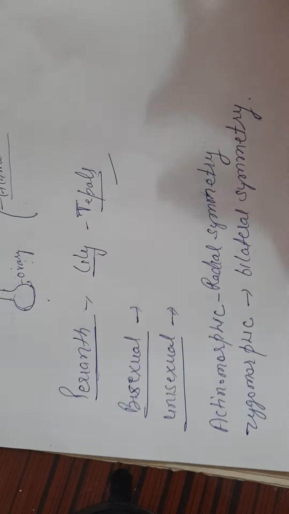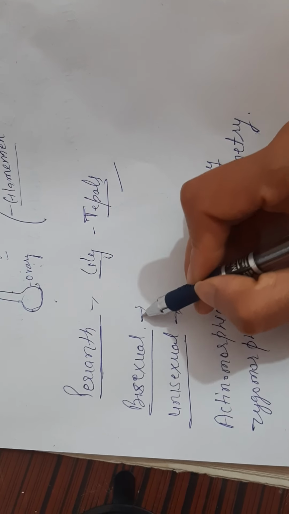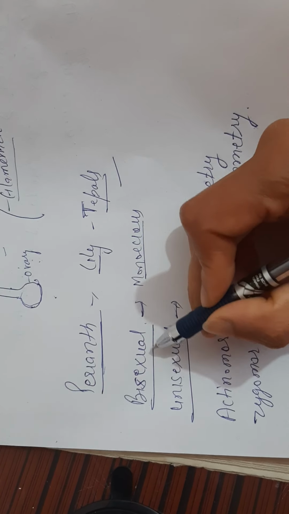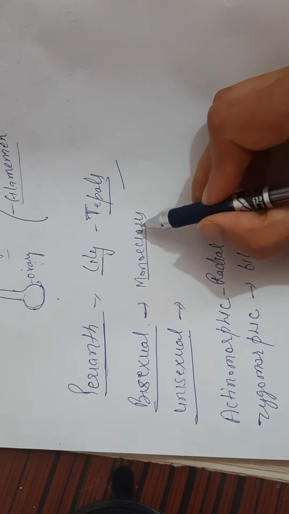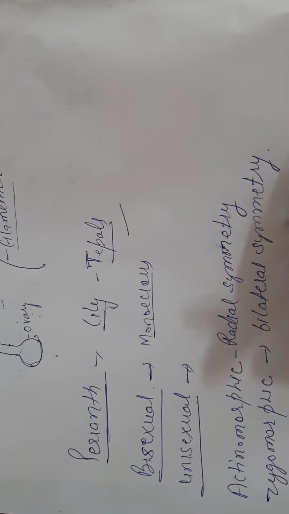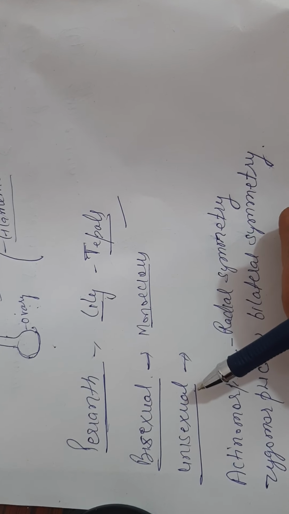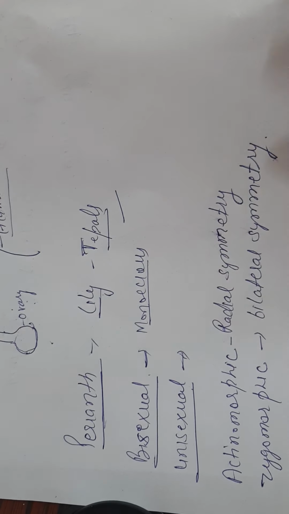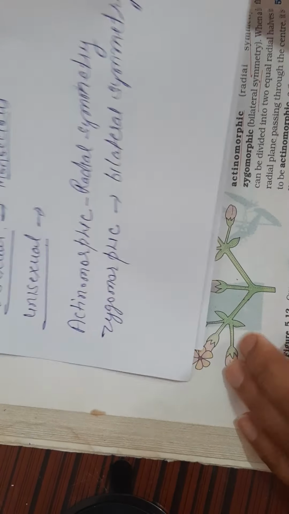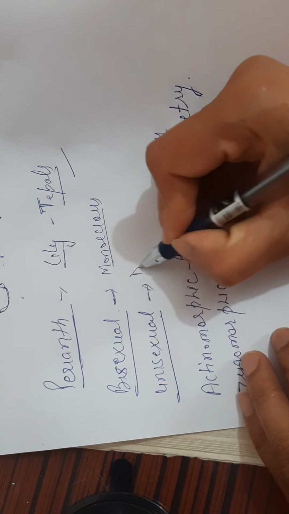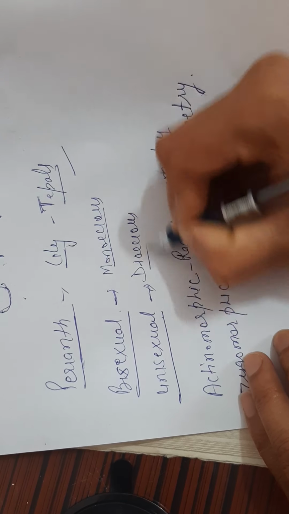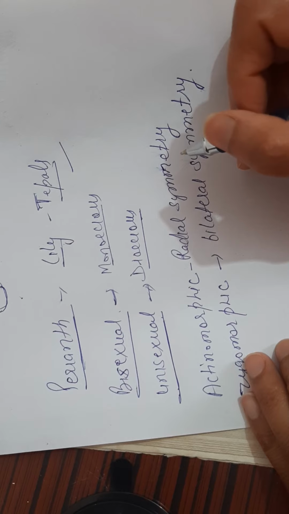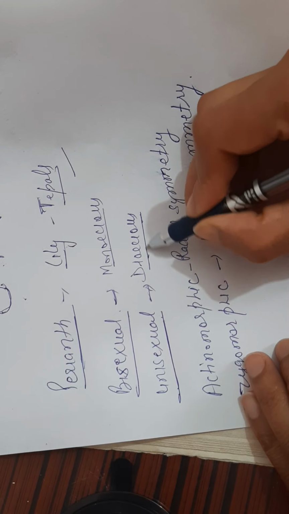Now flower is bisexual or unisexual. Bisexual means monoecious. In the previous chapter we have already discussed bisexual and unisexual. Monoecious means when both reproductive organs, male and female organs, are present in a single flower, it is known as bisexual. And second is known as unisexual. Unisexual is also known as dioecious. Unisexual means in one flower only one sex organ is present, either male or female.